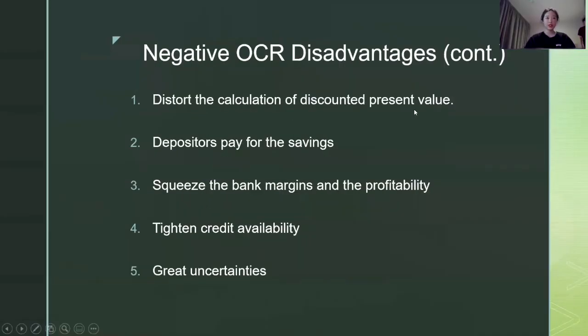I'm going to discuss the negative OCR disadvantages. Negative interest rate will distort the calculation of discount present value. When the discount rate is negative, the present value of future pension payment may be higher than its future value. In short, this would have a disastrous effect on the funding of pensions. For those people who rely on long-term deposit income, the negative OCR policy can be considered as a terrible monetary policy.